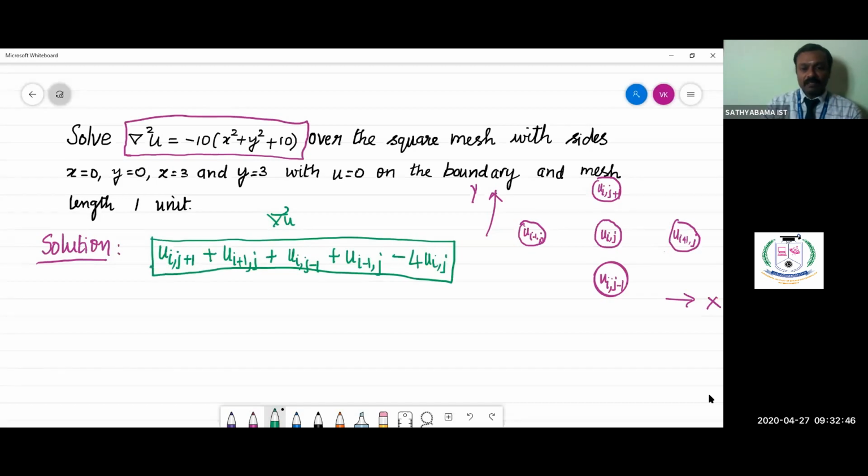And in the question, carrying the h squared to the right hand side, it will be h squared into f of x comma y. That is because both x and y have equal increments. It is x equal to ih and y equal to jh. So this is the difference equation corresponding to the Poisson equation.